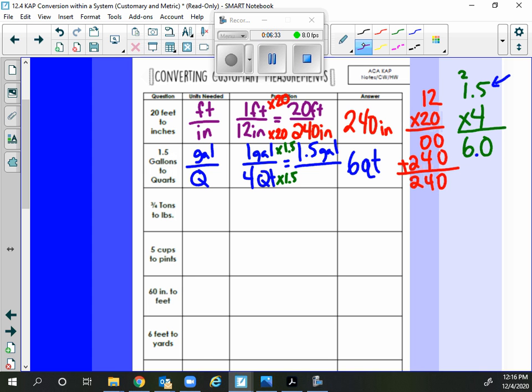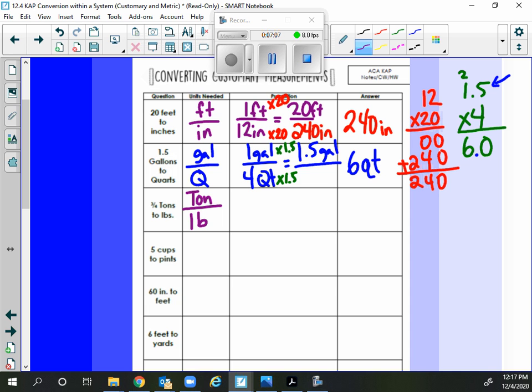Okay, the next one, we're going from tons to pounds. I love thinking of tons and pounds because it reminds me of elephants, because elephants are pretty heavy. Every time I do a conversion like this, I'm like, what is this in terms of elephants? That's what I think of tons. But I know it's just silly, but that's just what I think.